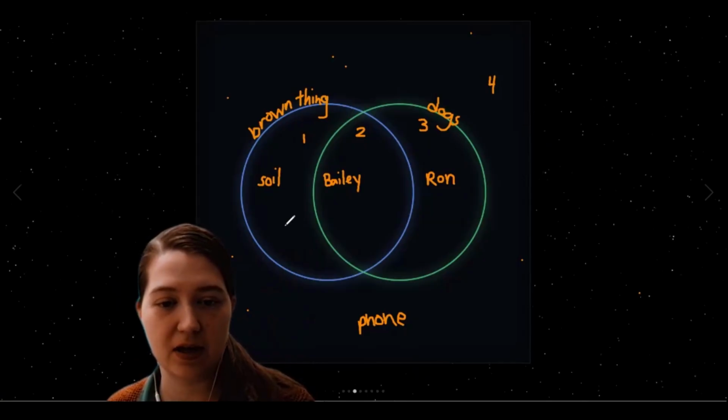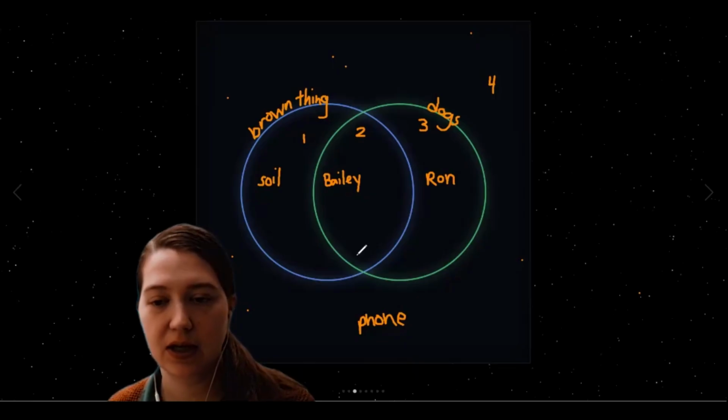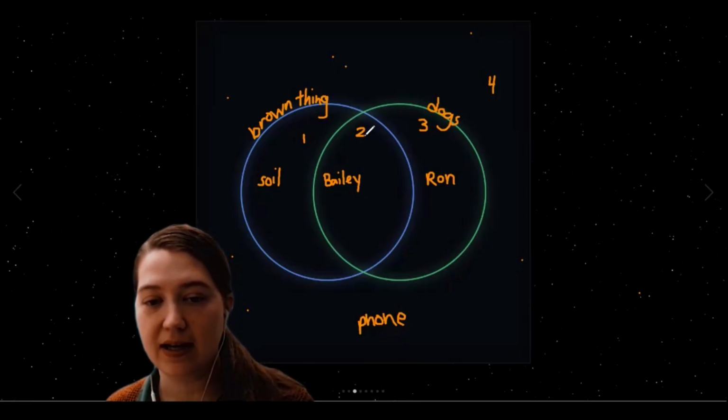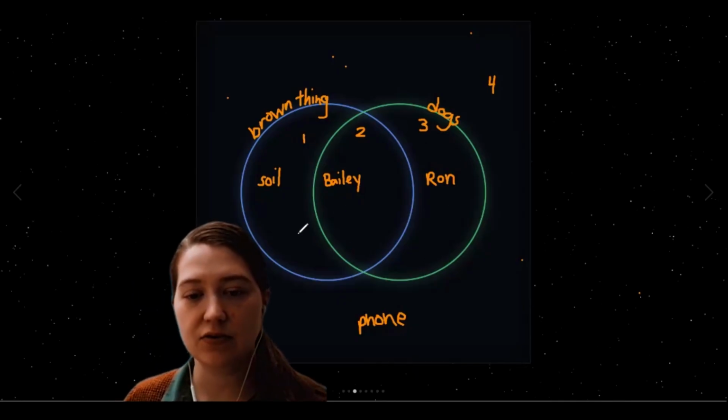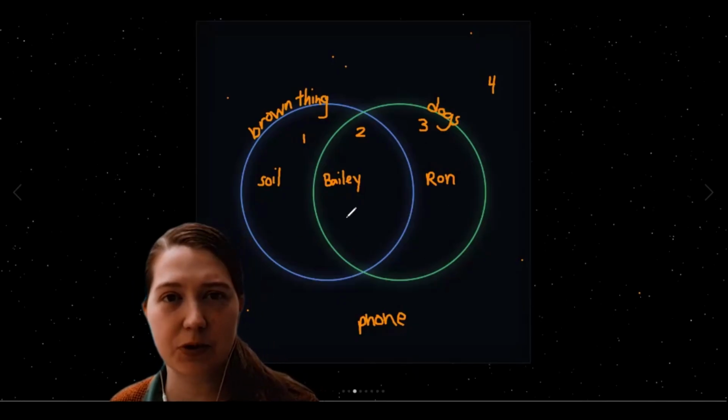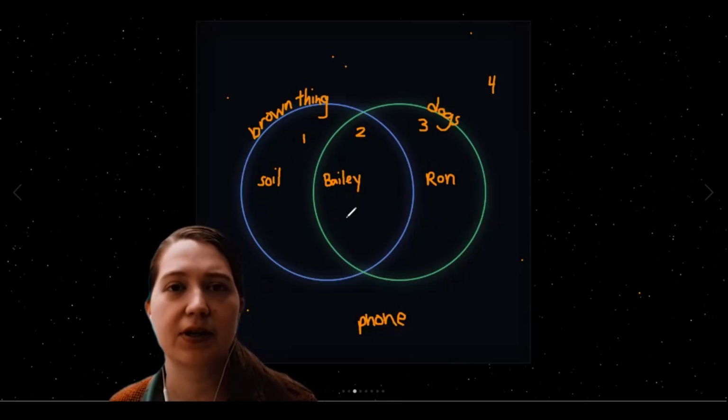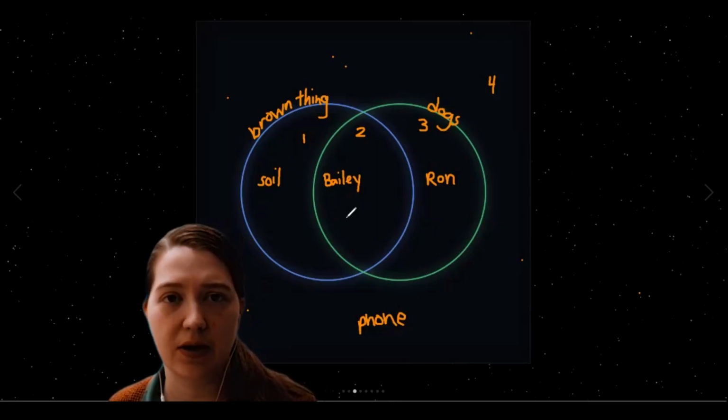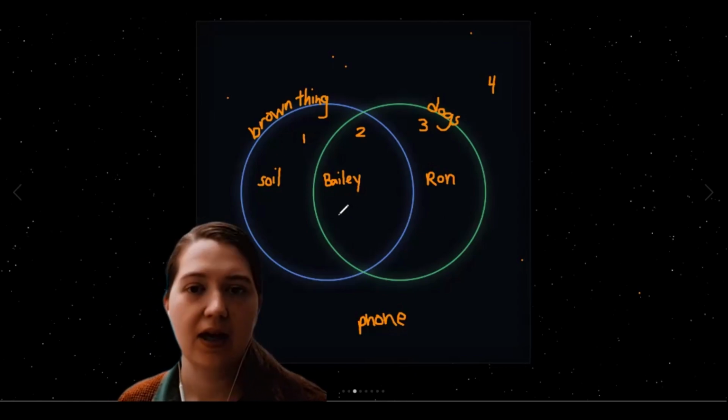If it's brown, but it's not a dog, it belongs here. If it's a dog and it's brown, it belongs here in this overlap of the 2 circles. And if it's a dog and it's not brown, then it belongs over here. So each region of space represents a conceptual possibility, a possible intersection of categories that an object can fit into. Okay?